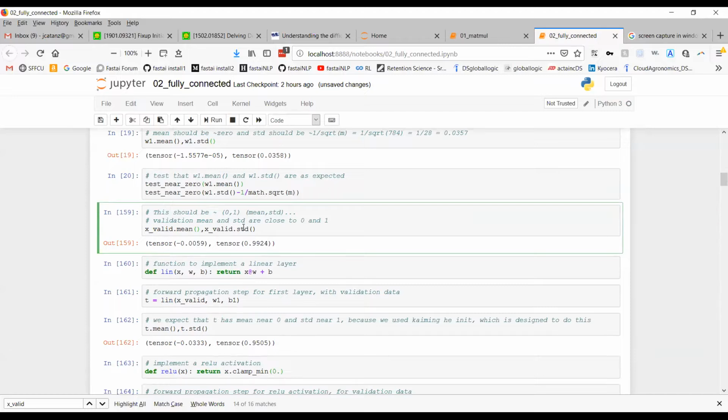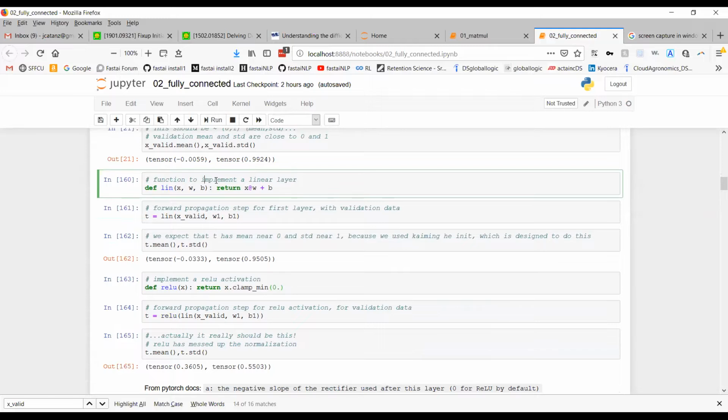Let's see. What else? Looking at the validation data, its mean and standard deviation are close to 0, close to 1. It's normalized, remember, with the training data. So we don't really expect it to be exactly close to 1, because if we normalized by its own mean and standard deviation, then we would expect it to be near 1. But since it looks like the training data has very similar mean to the validation data, it is close to 0 and 1. Okay.